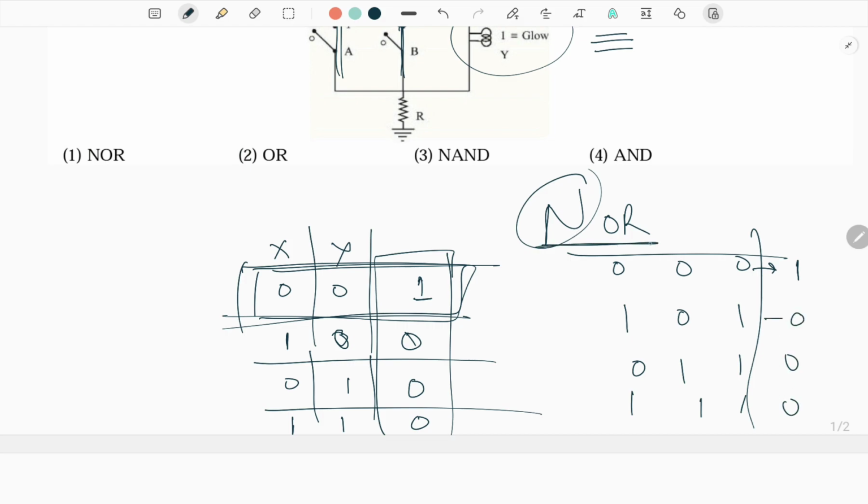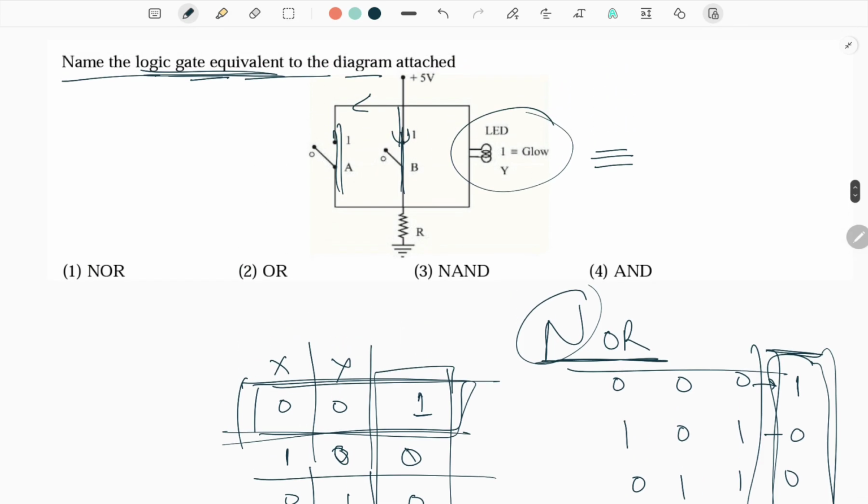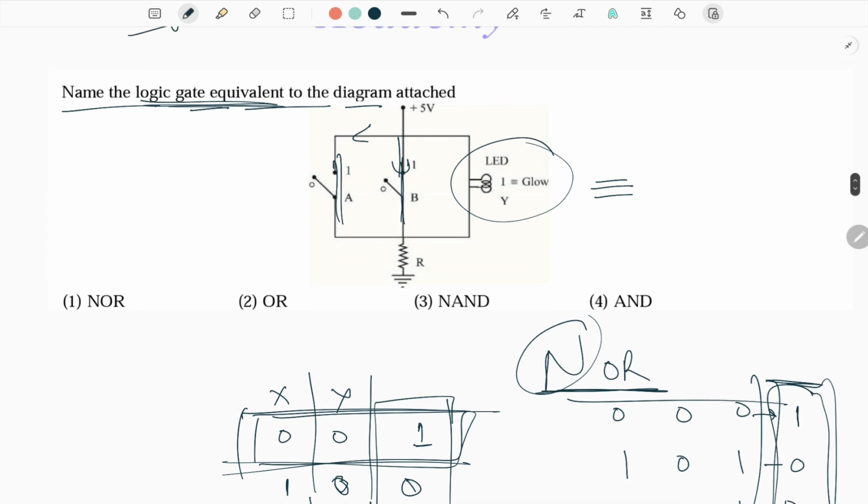Now the logic output of this NOR gate is equivalent to our existing solution. So the correct answer for this is NOR gate.